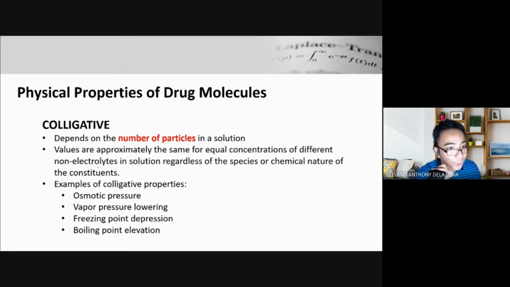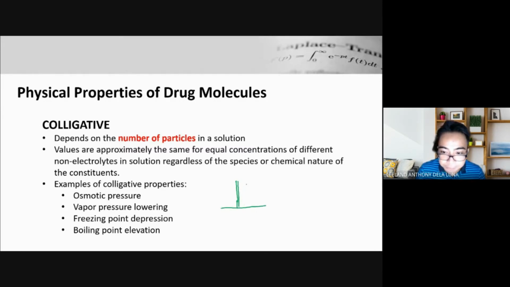Now, all of this class, don't worry, we'll be talking about this in more detail in our succeeding lessons. But what I want you to know, class, is that when we talk about colligative physical properties, it usually depends on the number of particles present, okay, in a solution. Let's say, for example, bigyan ko lang kayo ng halimbawa. Sorry, guys, medyo mag-overtime lang ako ng konti, ha. Malapit na ito matapos, don't worry. Okay, osmosis. This one, class, is very dependent on the number of solute particles in a solution.